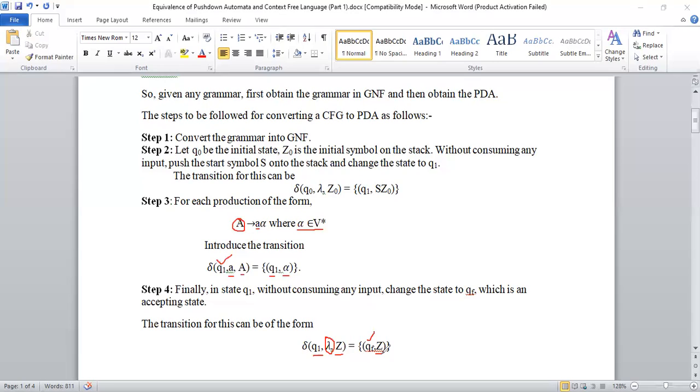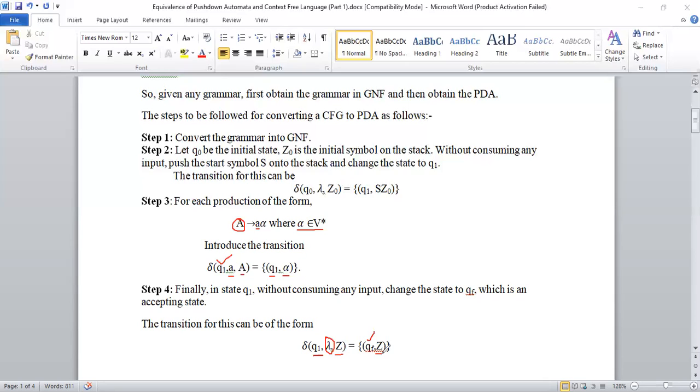So the 4 steps: first we have to check the CFG, that is the context-free grammar. We have to convert any production into the corresponding GNF form, right? That is the first step. Now step 2 is, for any production, first we are in the Q0 state without consuming any input.